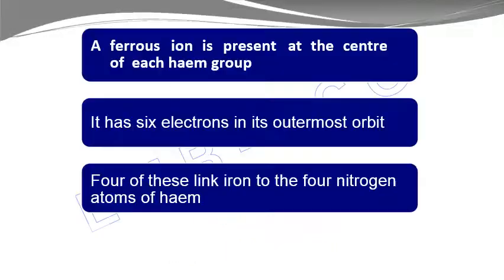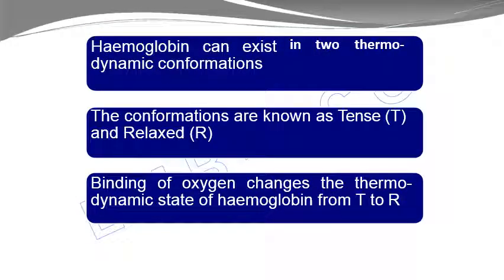In the center of each hemoglobin or heme group, we'll find a ferrous ion. The ferrous ion will have 6 electrons in its outermost part, and among those 6, 4 of them will link the iron to the 4 nitrogen of the heme group. So usually hemoglobin will exist in 2 forms basically. In a normal thermodynamic conformation, hemoglobin will exist in 2 forms. The 2 forms are known as T for tense and R for relaxed.